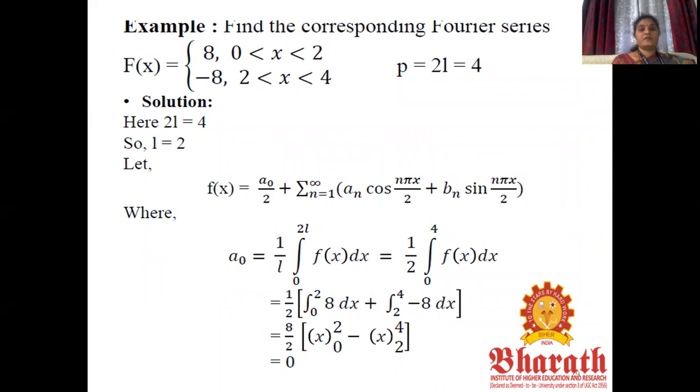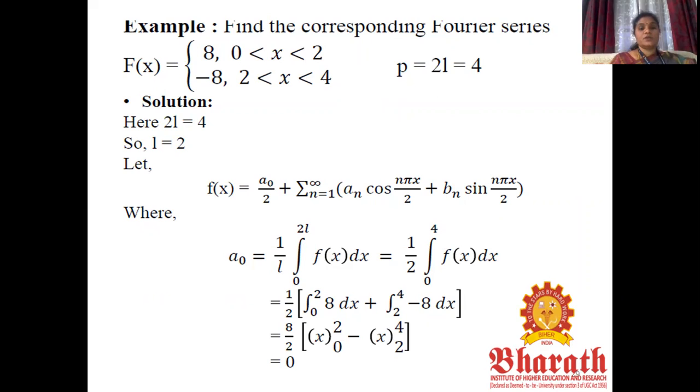Next example, find the corresponding Fourier series for f of x equal to 8 when it is in the range 0 to 2, and minus 8 when it is in the range 2 to 4. The limit range given to us, that is the period, is 2L, which is equal to 4. So we are calculating L here. So 2L is equal to 4. So L is equal to 2.